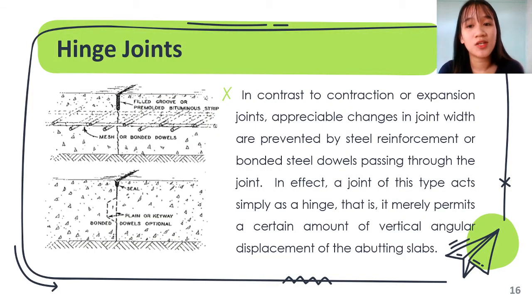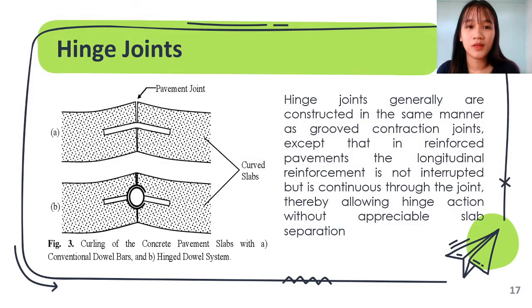In contrast to contraction or expansion joints, appreciable changes in joint width are prevented by steel reinforcement or bonded steel dowels passing through the joint. In effect, a joint of this type acts simply as a hinge. It merely permits a certain amount of vertical angular displacement of the abutting slabs. Hinge joints generally are constructed in the same manner as groove contraction joints, except that in reinforced pavement, the longitudinal reinforcement is not interrupted, but is continuous through the joint, thereby allowing hinge action without appreciable slab separation.